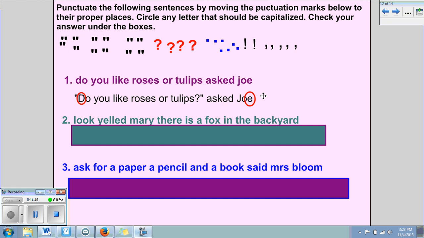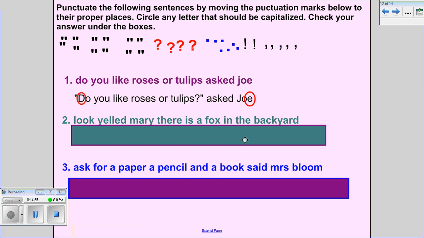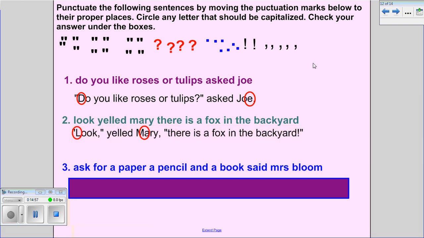Go ahead and correctly punctuate number 2, and then when you are done, please start the video again. All right, looking here at number 2, the correct punctuation, you're going to notice here that Mary says, "Look, there is a fox in the backyard." Therefore, both of those dialogues need to have quotation marks around them.